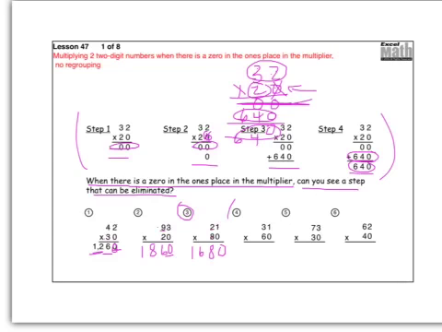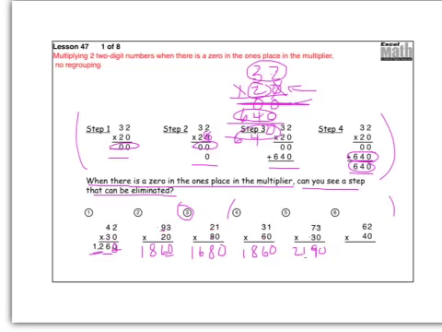Okay, try numbers 4 through 6, pause the video, turn it back on when you're ready to see the solutions. So we put down a 0 here, 1 times 60 is 60, and 30 times 60 is 1800. Here we have 3 times 30 is 90, and then 70 times 30 is 2100.